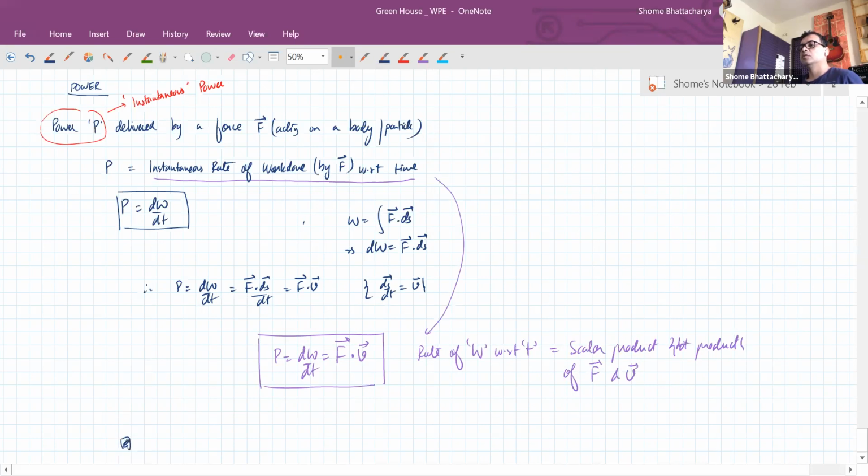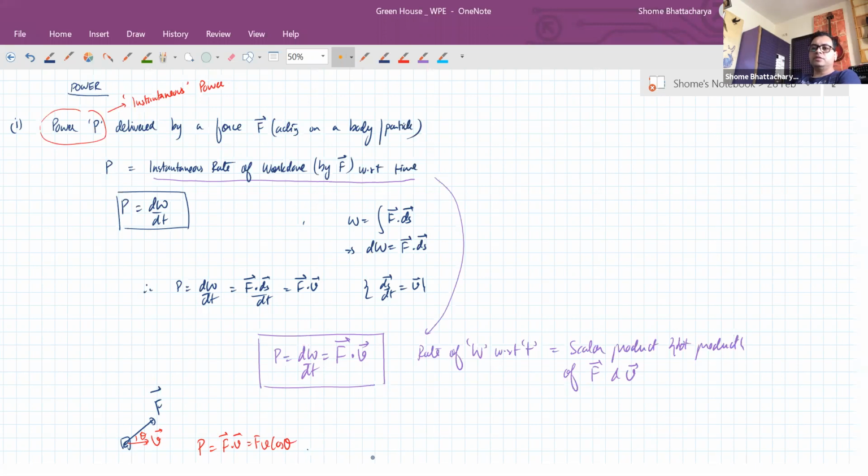So if a force F is acting like this on a body which has instantaneous velocity like this, where this angle is theta, it's like this. This is the first definition in context of power. Instantaneous power delivered by a force F is defined as the instantaneous rate of work done with respect to time.